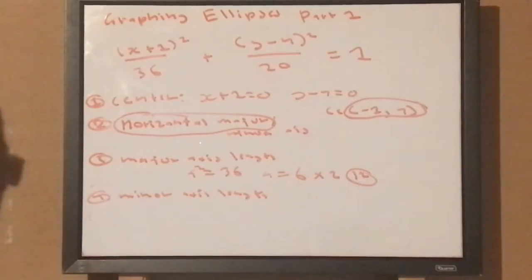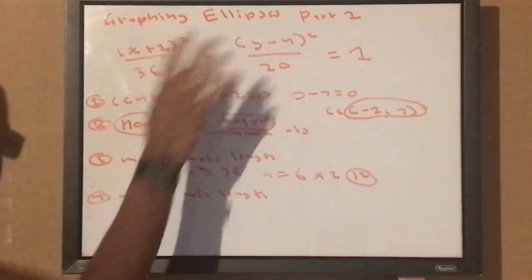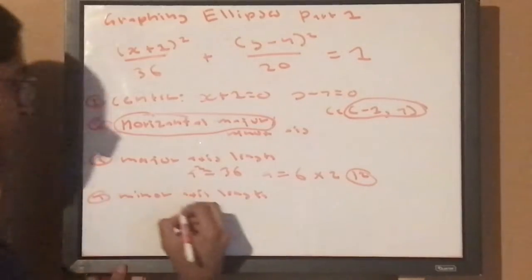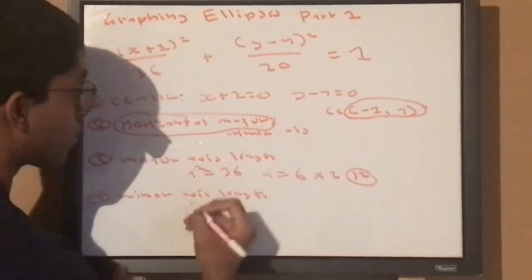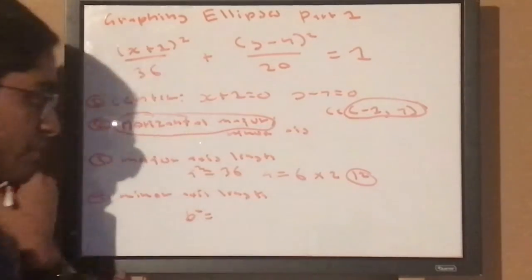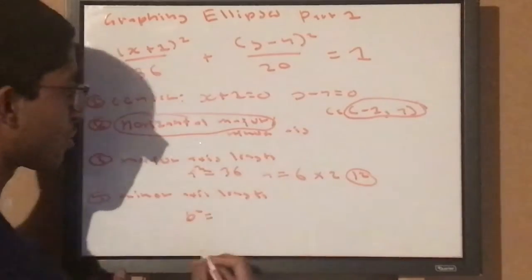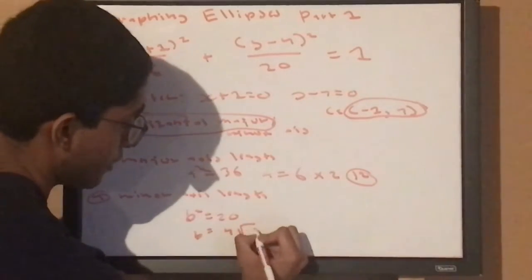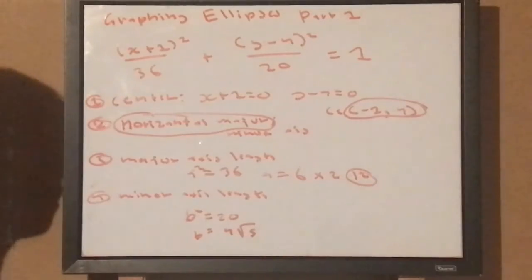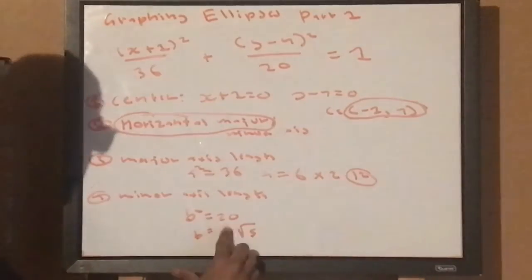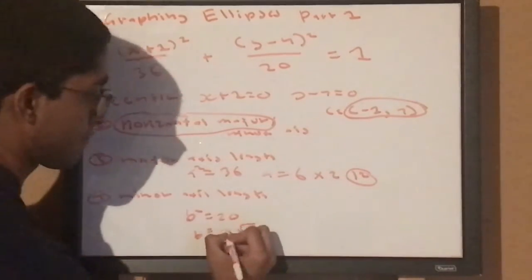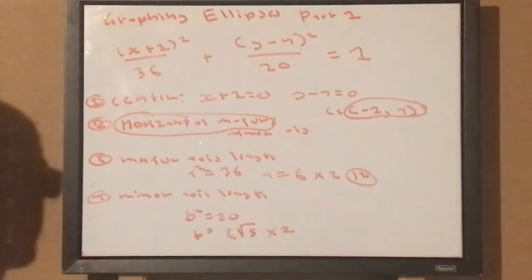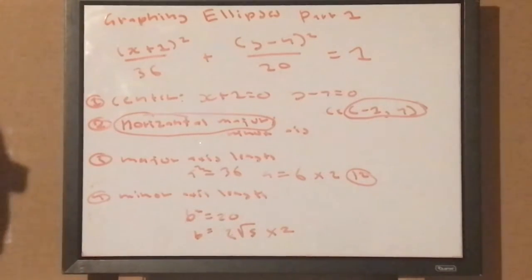And how do we find our minor axis length? The minor axis length comes from the fraction with the smaller denominator. Let b be our minor axis length, so b squared is equal to 20. B is equal to root 20, which is 2 root 5. And we will multiply this by 2.